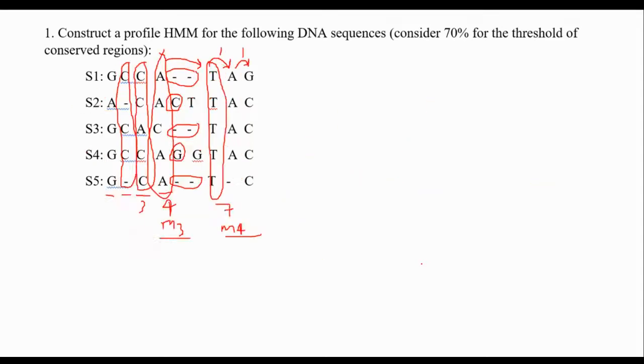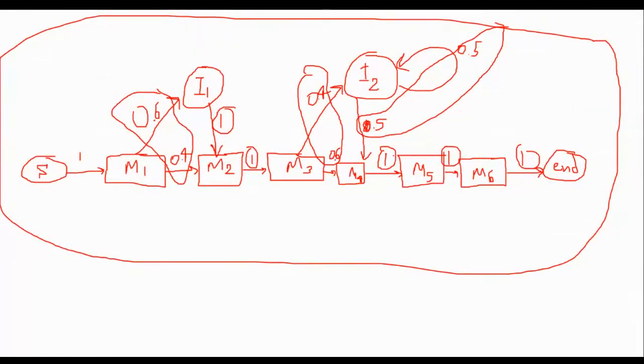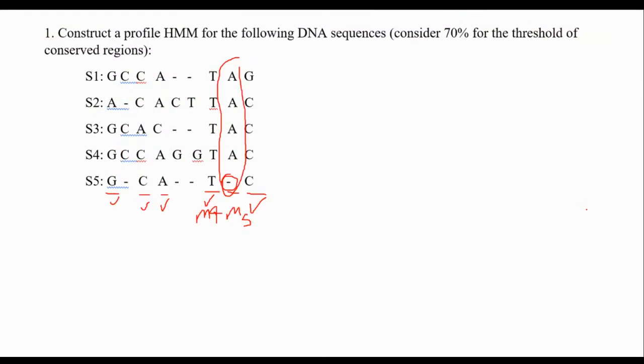So let's go through the HMM to consider this one. This one shouldn't be one anymore because in some cases I may have a deleted one. So here I create a state D1. And instead of going to M5, I go directly to M6 whenever I have deleted states. So for the deleted ones, I go directly from M4 to M6.